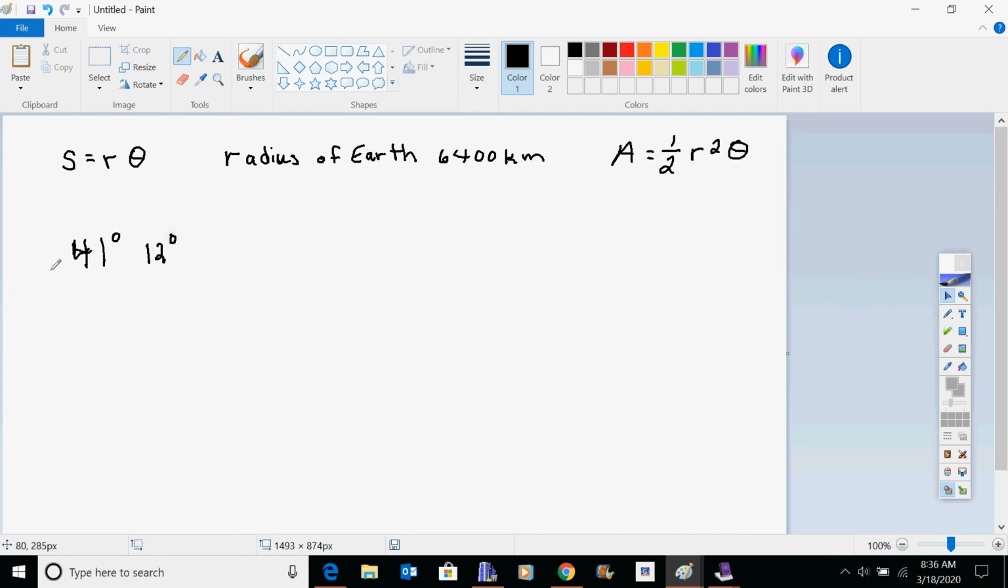So what that means is that the difference of those two is going to give you your final number of degrees to use in this formula. And then, of course, you need to change your degrees to radians. So once you have done this problem, 41 minus 12, we get 29 degrees, and then you would multiply that times pi over 180.